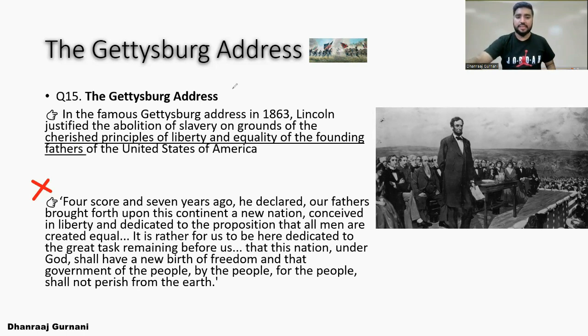The Gettysburg Address. 1863. Gettysburg is a place in America. The Gettysburg Address was given by Abraham Lincoln when he abolished slavery. He said, abolition of slavery was justified on the grounds of the cherished principles of liberty and equality, that all men are equal. And that's what democracy is based on. And on these principles, the founding fathers of United States of America founded the country, that is the West. As a result, abolition of slavery is completely justified.